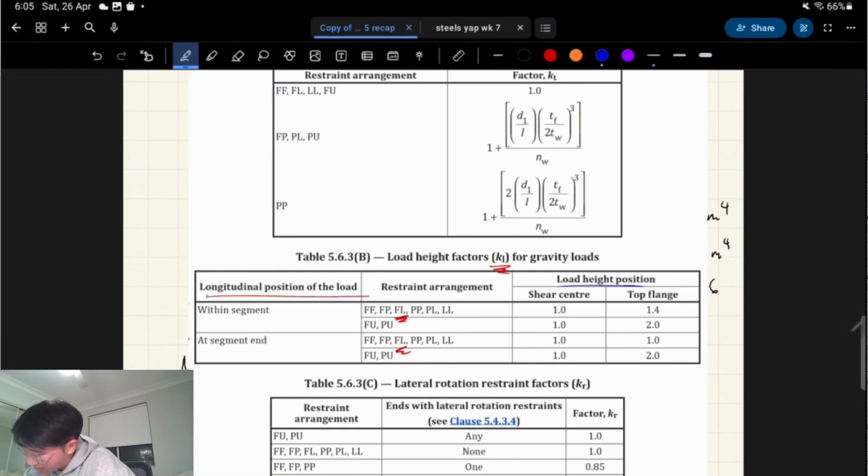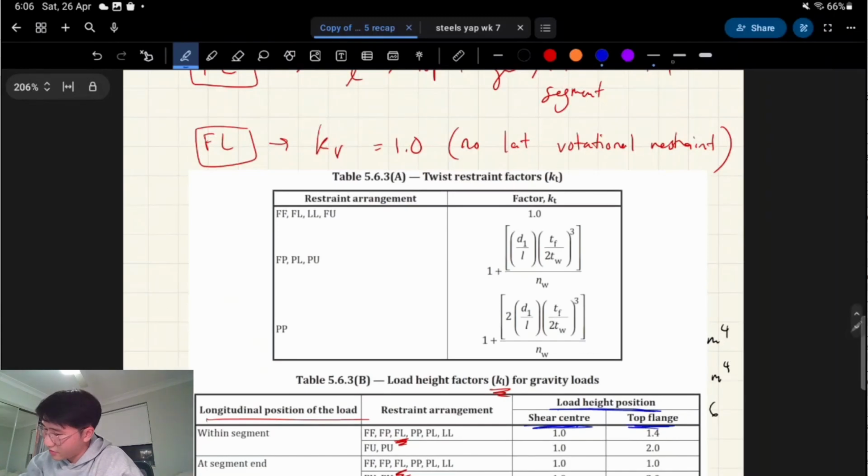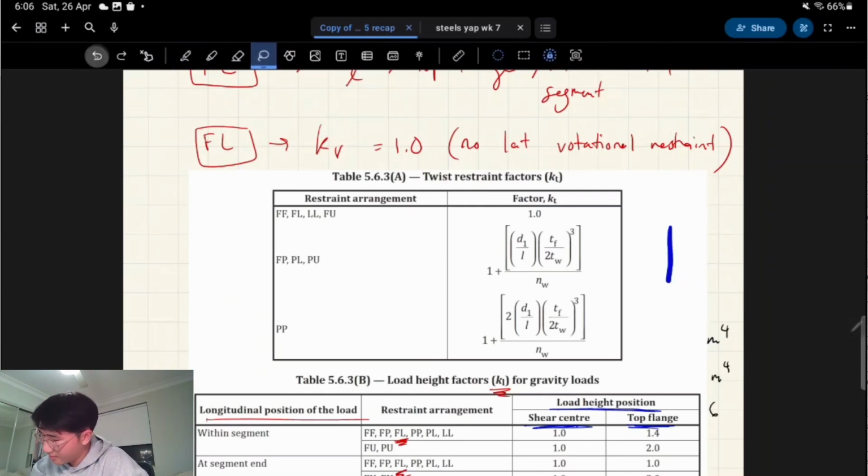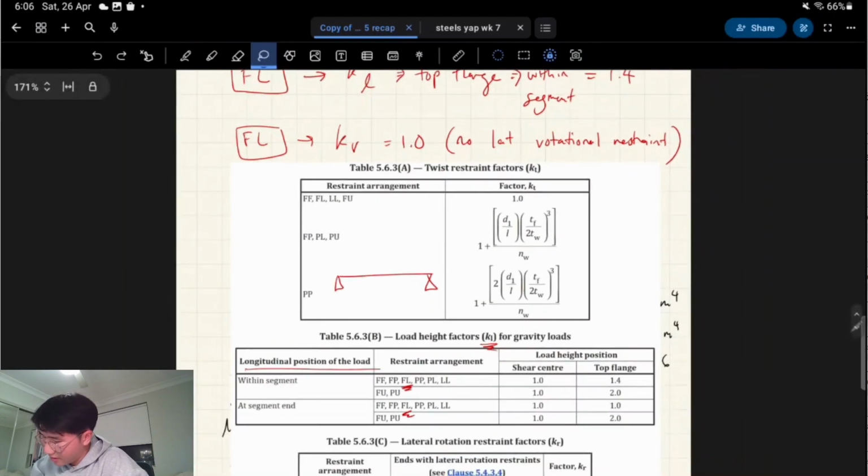Next we care about the load height position. There's shear center and there's top flange. It says in the question the top flange is loaded, but that just means that a uniformly distributed load is positioned at the top flange. Shear center would be if there was something weighing it down from the middle instead. So that gives us 1.4, and that's what we're going to go with.